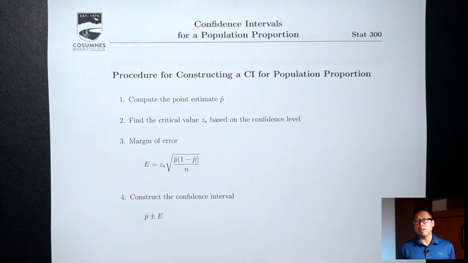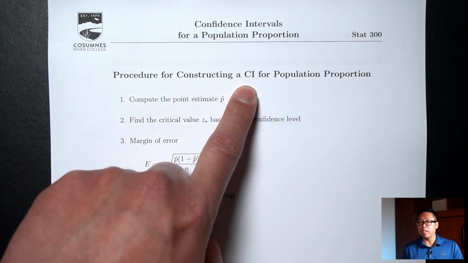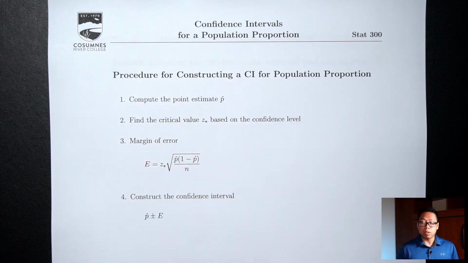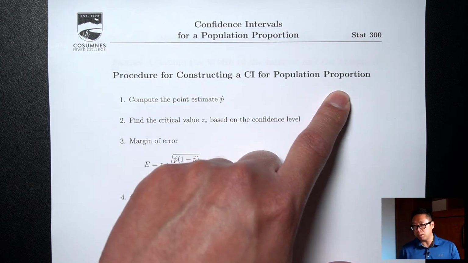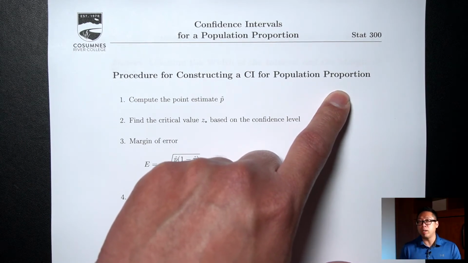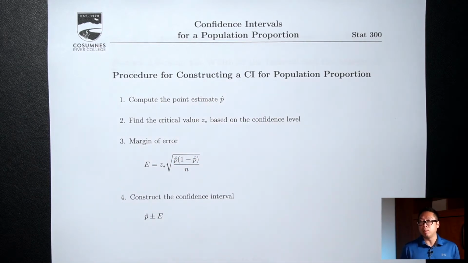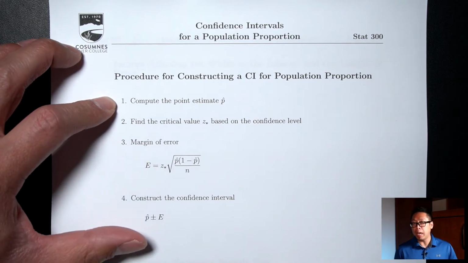How do we construct a confidence interval? So here's the procedure for constructing a CI. CI here just stands for confidence interval for a population proportion. So today we're interested in the proportion of the population that has a certain characteristic. So in the article, they were interested in the proportion of Americans that supported raising the minimum wage. Step 1, compute the point estimate p-hat.